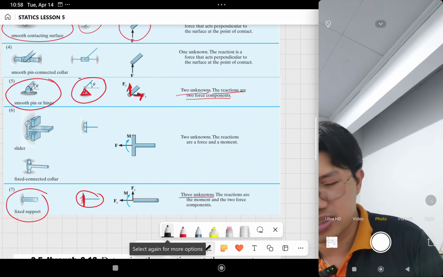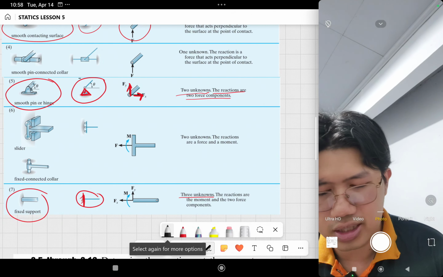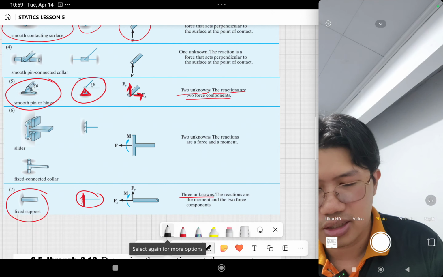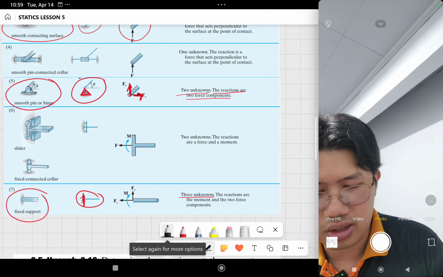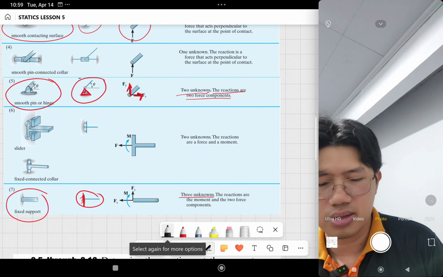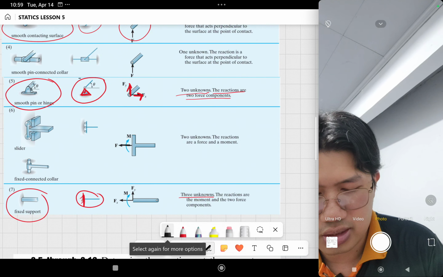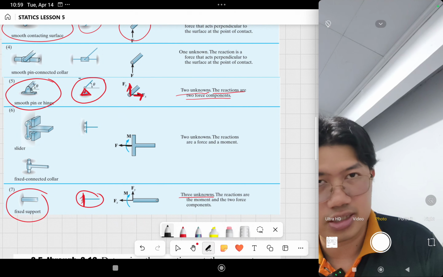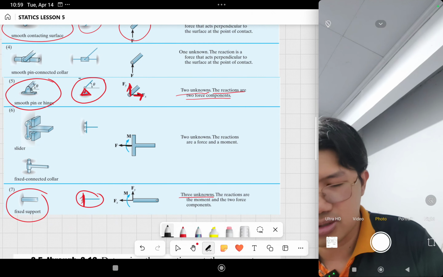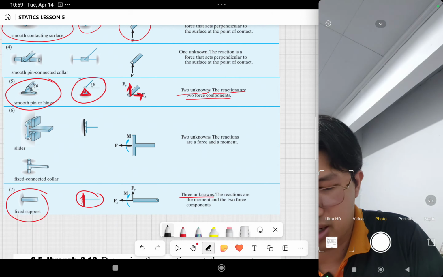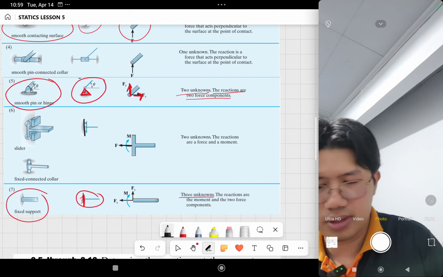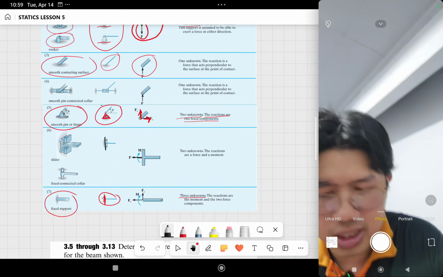And other supports such as slider na hindi masyadong makita, pero makita dito it only has two forces, no? The reactions are a force and a moment. Okay, yung force na to is perpendicular doon sa surface ulit. Okay, surface ng contact ng slider natin. Okay, so yun yung mga usual type of support.